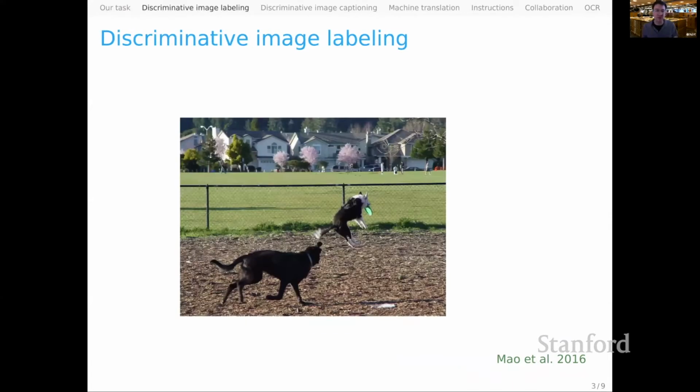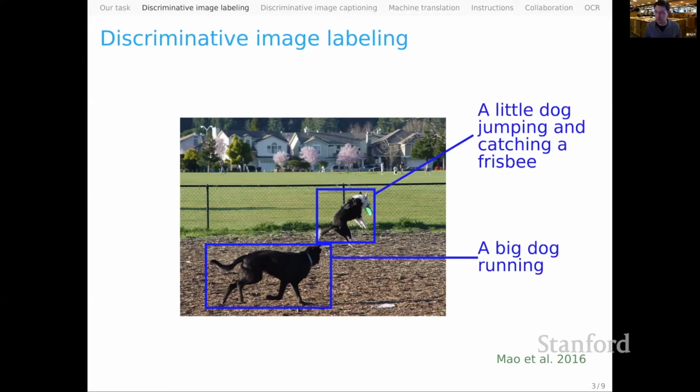One case of the latter is, I think, discriminative image labeling, which is tackled in this lovely paper, Mao et al. 2016. The task here is given an image to label entities that are in those images. And for many, many contexts, it would be a shame if our goal was to label these 2 entities here and we simply called them both dog. It's uninformative in the sense that it doesn't distinguish the 2 entities in the context of this picture. What we might hope is that we would get fuller descriptions, like a little dog jumping and catching a frisbee and a big dog running, fuller descriptions in the sense that they provide more detail that distinguishes the 2 dogs.